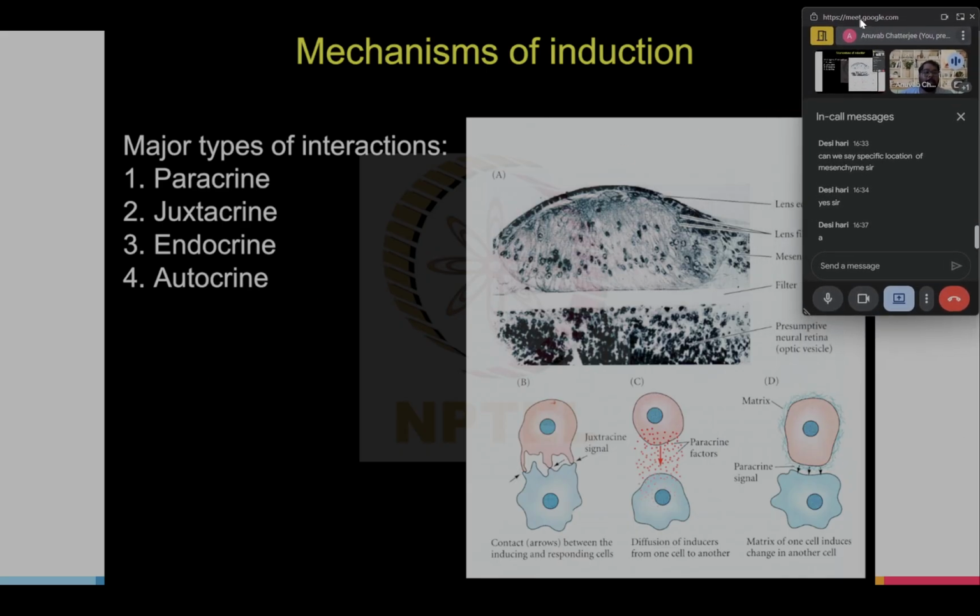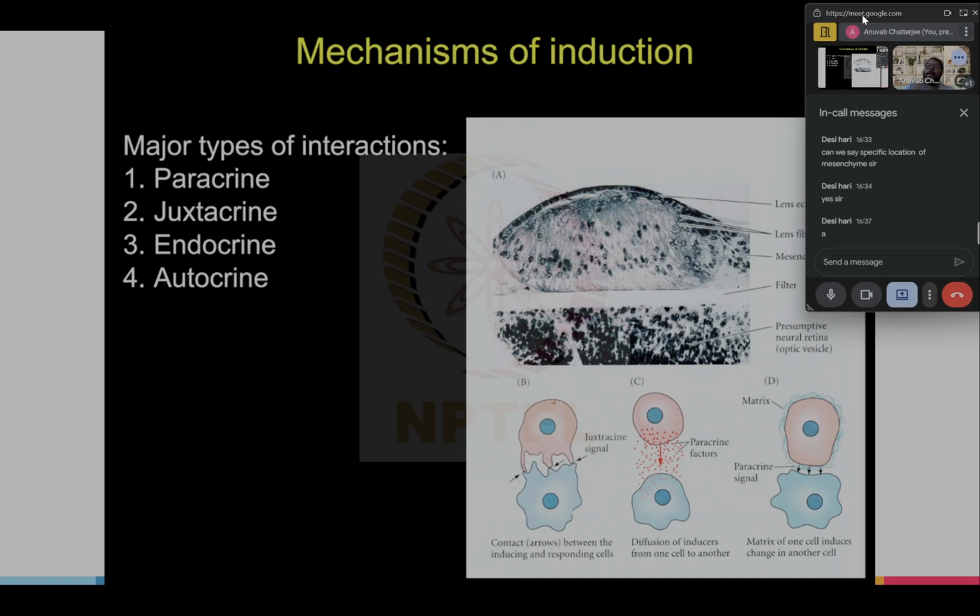So cells communicate with each other by actually interacting via molecules. They send out some particular molecules as a way of signaling to the other cell. So that is why it is called cell-cell signaling or cell-cell communication. So a cell sends out a molecule which the other can receive. So there are majorly four types of signaling.